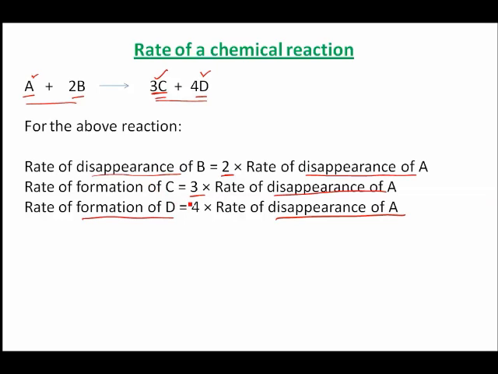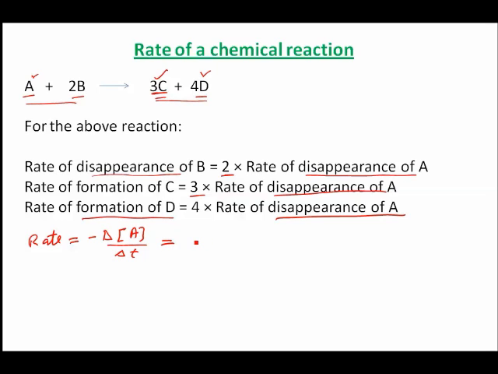In the last video we discussed how to write down the rate of a reaction. Suppose we have the same reaction, and we can write down the rate of a reaction in terms of each reactant and each product. The rate of a reaction in terms of A will be minus the change in concentration of A by delta T.